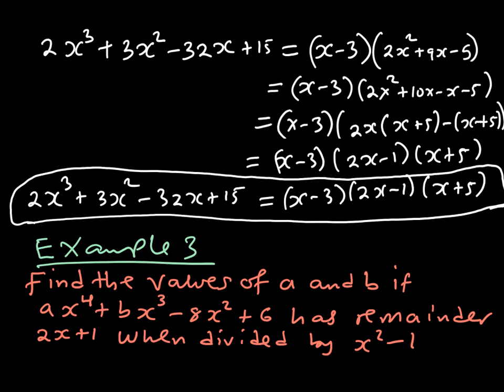So example 3, they are giving us a polynomial of degree 4, with the coefficients of x to the 4th and x cubed as a and b. And they are saying that when you divide that polynomial by x squared minus 1, the remainder is 2x plus 1. So here what comes to our mind is the concept of the remainder theorem. Dividing a polynomial by some factor, we get a quotient and a remainder. Let's make use of the remainder theorem and see if we can solve this problem.